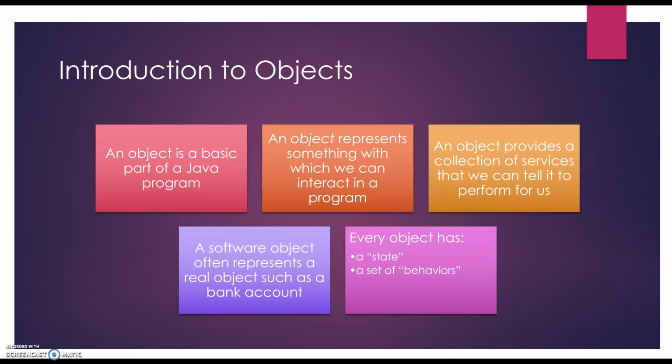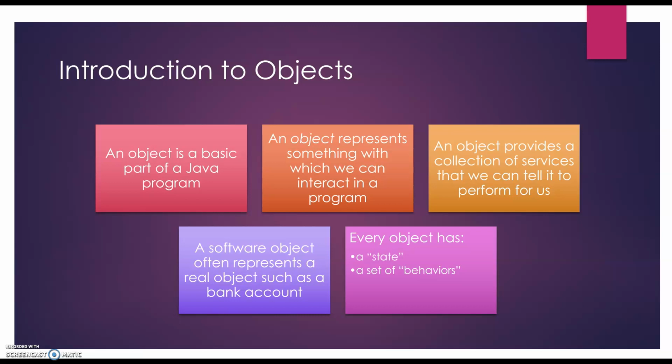An object is a basic part of a Java program. An object represents something with which we can interact in a program. An object provides a collection of services that we can tell it to perform for us. A software object often represents a real object, such as a bank account, and every object has a state and a set of behaviors. By state, we mean state of being, which are basic characteristics that currently define the object.